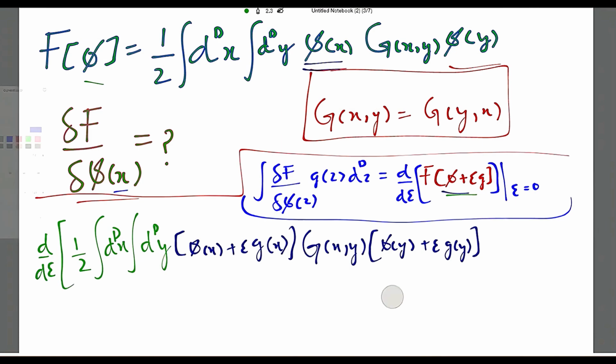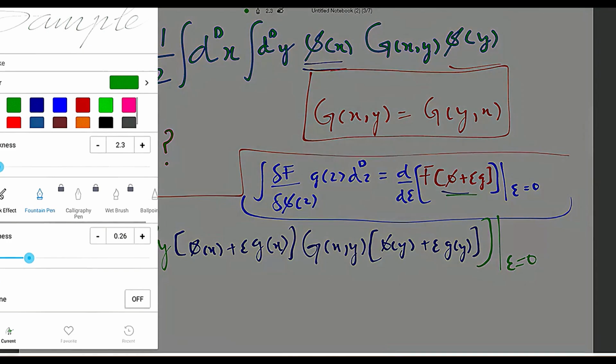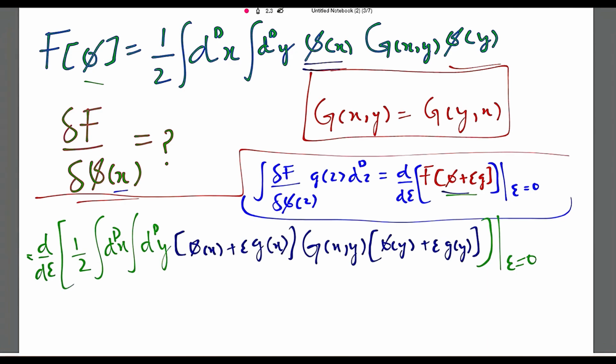In that way we'll close the bracket, and this is what our expression looks like at e equals 0. Now we'll simplify it and let's see what we get.